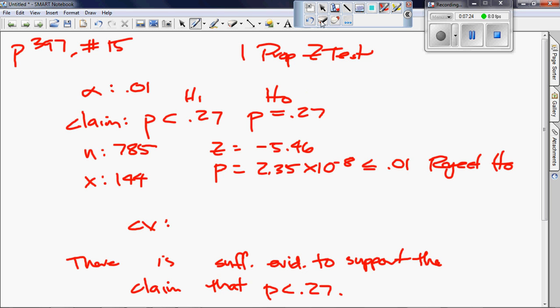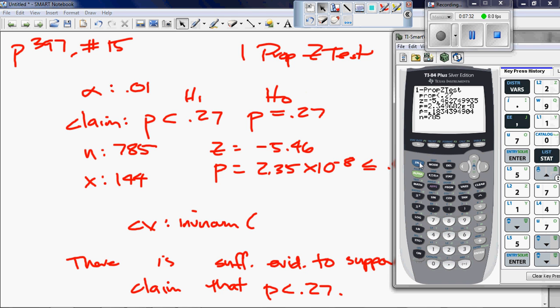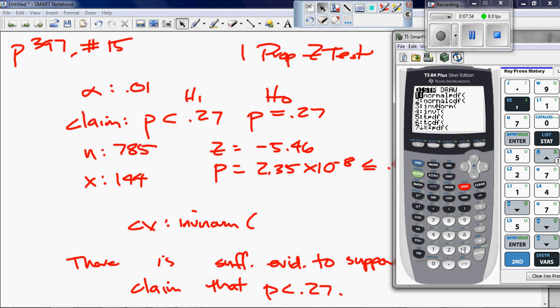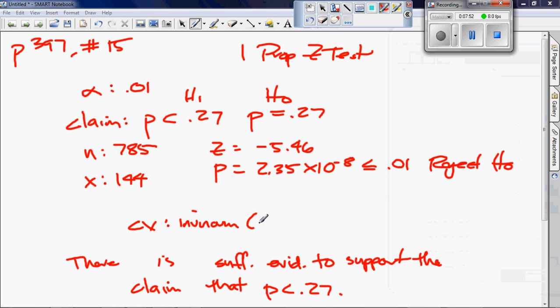The critical value we find by using inverse norm, since this is a normal distribution. We hit second, vars, inverse norm, which is 3, and since our critical value is in the left tail, we're just going to use alpha, 0.01, and that corresponding critical value is negative 2.33. Alright, so we're all done with problem number 15 on page 397.